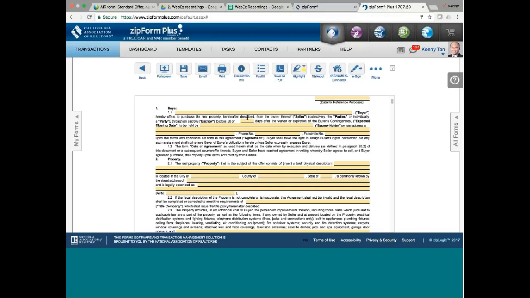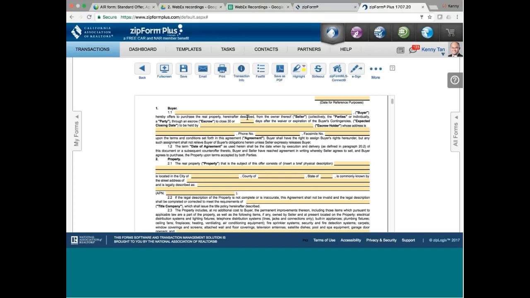Also, in the AIR form, contingency removal is passive, not active. Many of you still do not understand the difference between passive removal of contingency and active removal of contingency. Let me explain in great detail here, so next time you don't ask me the same question again, okay? On a residential purchase, we use the active removal because we use the CAR form. On a commercial purchase, we use the passive removal because we use the AIR form.